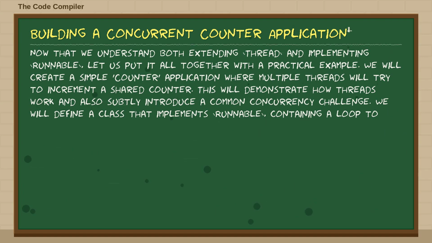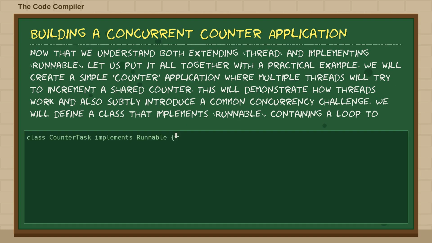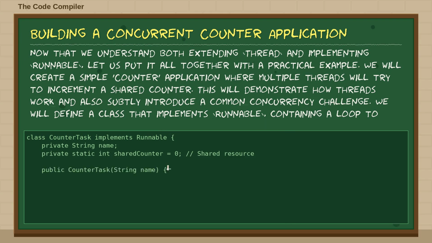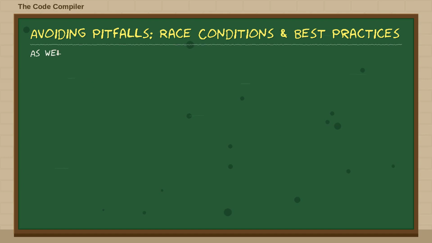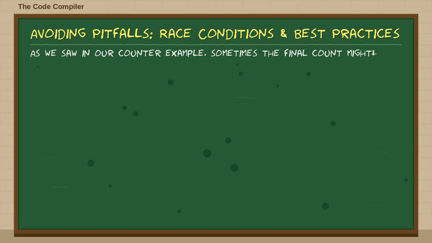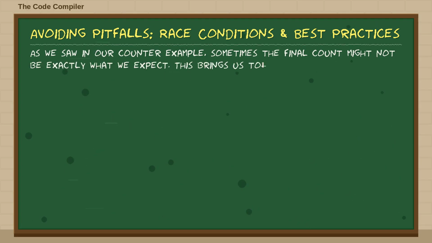You will see the threads running, printing their progress, and ultimately contributing to the final count. This example clearly illustrates how separate threads execute their tasks in parallel, making your program perform multiple operations at once. As we saw in our counter example, sometimes the final count might not be exactly what we expect. This brings us to a crucial concept in multithreading: race conditions.